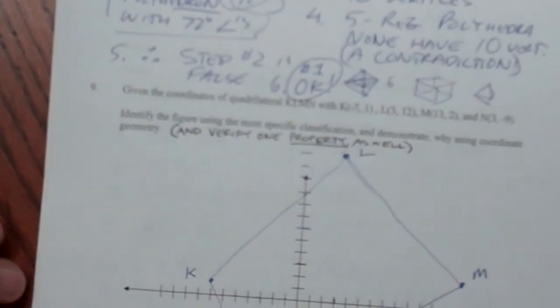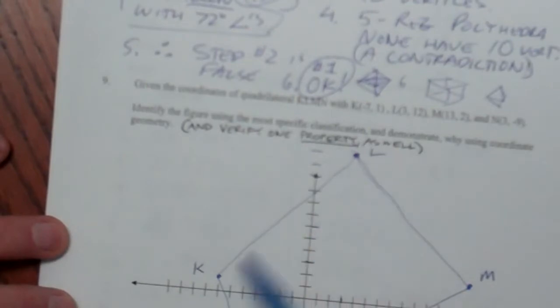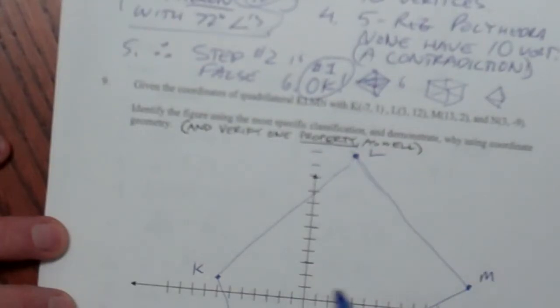That doesn't look very good to me. I better check this. If you get something like this, double check your math. -7, 1, that looks good. 3, 12, that actually looks okay.